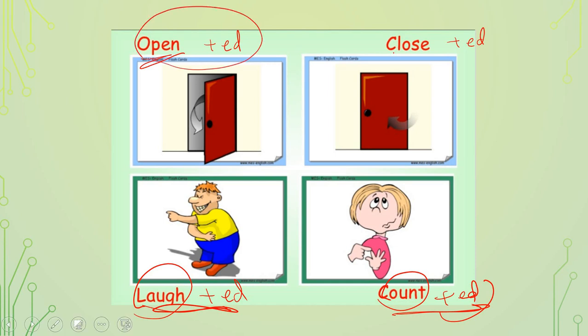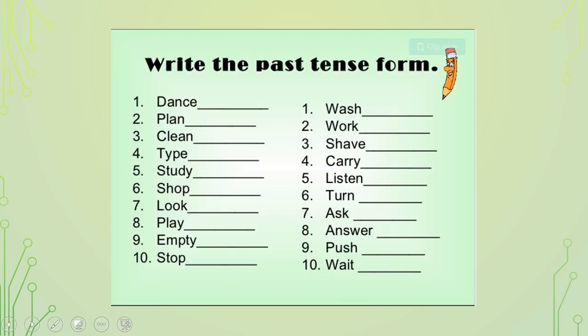Clear, students? These are the base verbs, the original words. They are used in the present tense. But by adding ed, we make the past tense form. Now you have to tell me the past tense form of these words. Dance, danced. Plan, planned. Clean, cleaned. Type, typed. Only ed will be added.